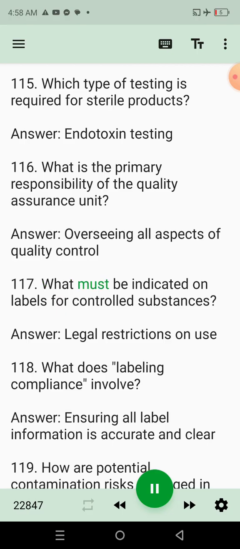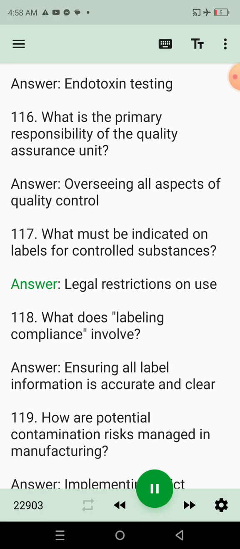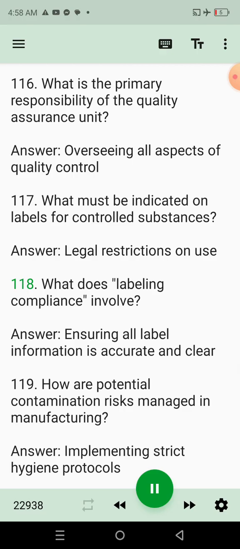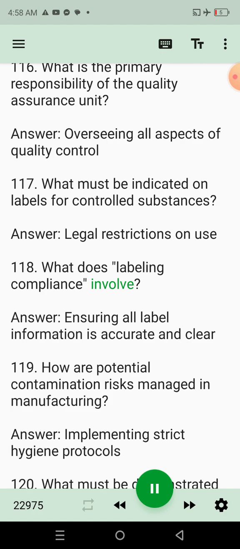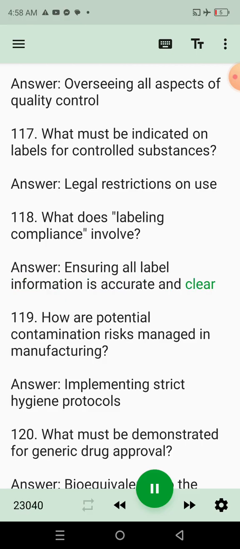117. What must be indicated on labels for controlled substances? Answer: legal restrictions on use. 118. What does labeling compliance involve? Answer: ensuring all label information is accurate and clear.